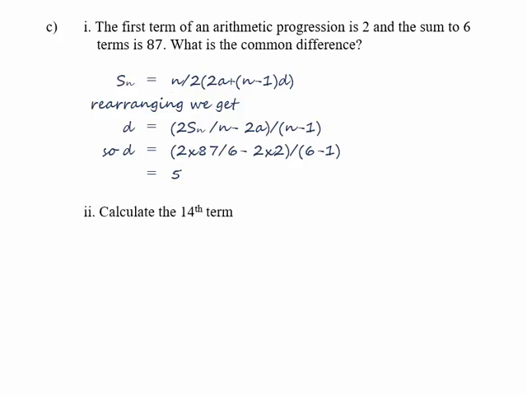Okay, part 2 says calculate the 14th term. The 14th term is given by a plus n minus 1 d. A is equal to 2, n is equal to 14 times 5. We get the 14th term is equal to 67. As a quick check, 13 times 5 is 65, so we can be comfortable with 67.